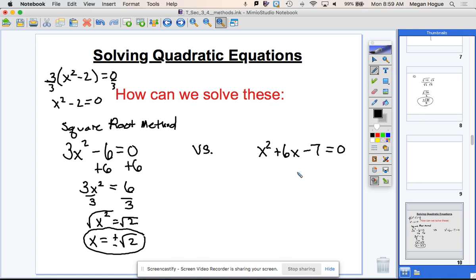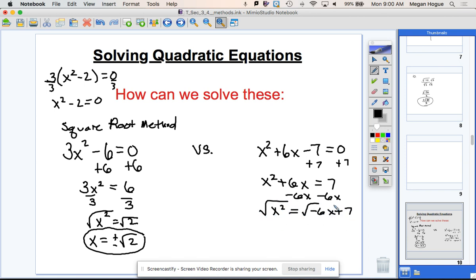So if I was trying to do the square root method, I would add the 7, right? So I'd say x squared plus 6x equals 7. I'm trying to get this x squared by itself, so I'd subtract the 6x. I'd say x squared equals negative 6x plus 7. Now this is by itself. I'd take the square root, and I'm trying to take the square root of something that still has an x over here. Can I do that? No. So that's why it doesn't work. So you're right. It's because it has an x squared and an x term. That's how we're going to decide what method to use.